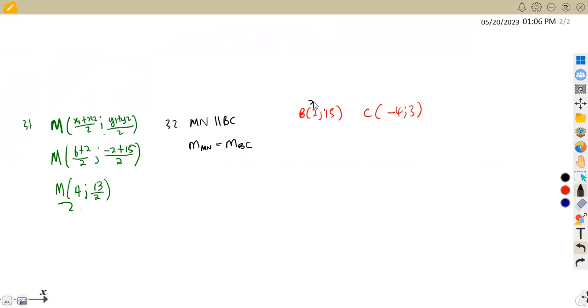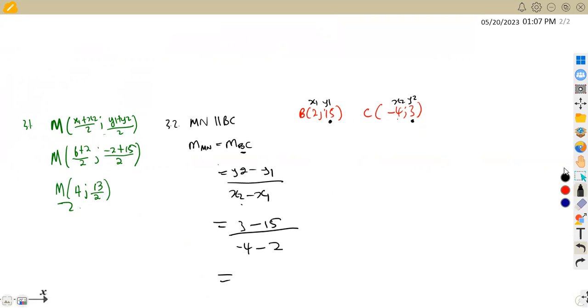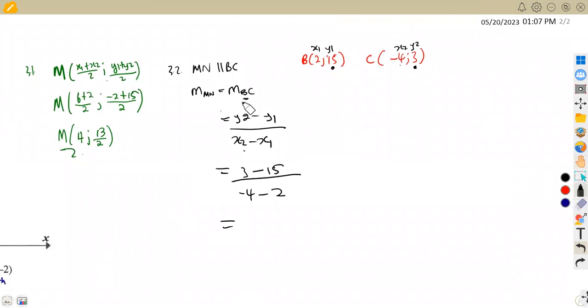So you can just name this our x1, y1, and that's our x2, y2. So we can calculate the gradient of BC. The gradient of BC is the change in y over the change in x, that's y2 minus y1 over x2 minus x1. So we can substitute our values: y2, which is 3, minus y1, which is 15, so 3 minus 15, over x2, which is -4, minus x1, which is 2. So this gives us the gradient of MN, which is the same as the gradient of BC. That is 2. So the gradient of MN is equivalent to 2.